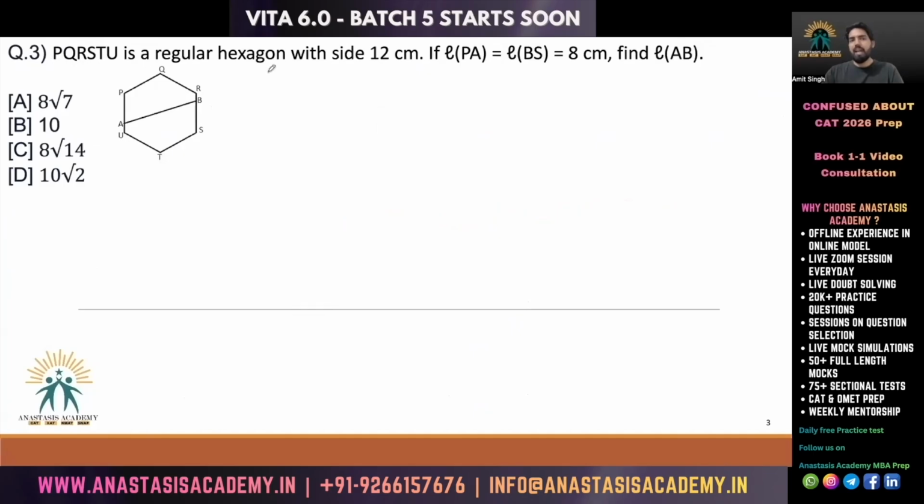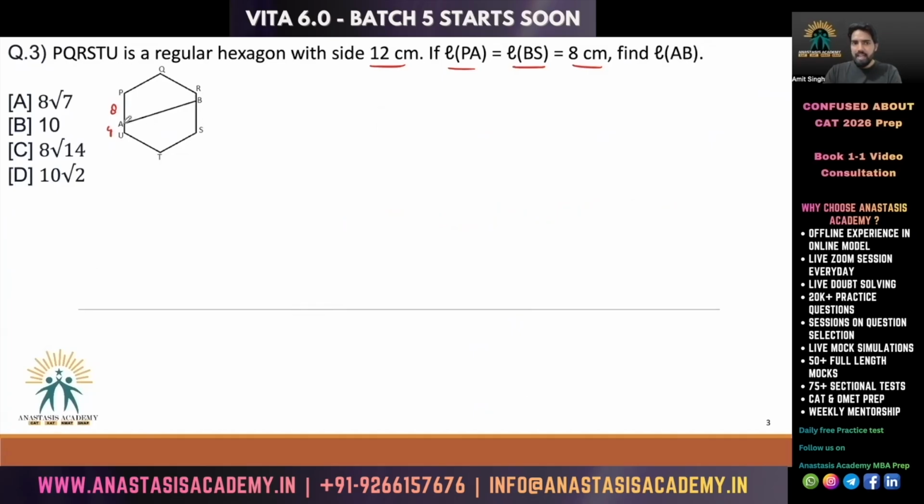PQRSTU is a regular hexagon with side 12 centimeters. If the length of PA and the length of BS are 8, find the length of AB. Okay, so can you see this PU is 12 and PA is given as 8, so AU would be 4, right?